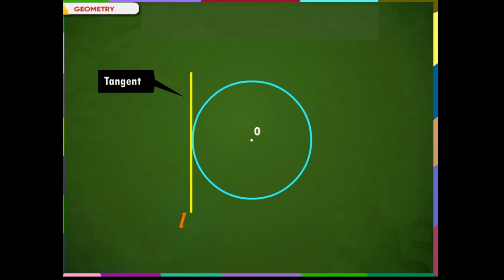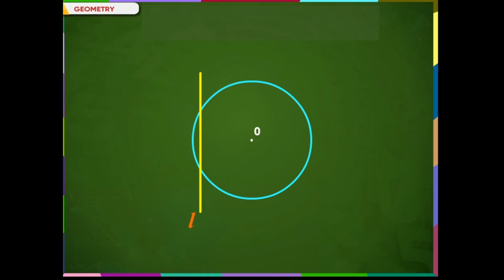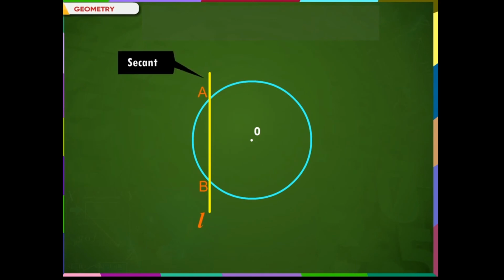Now, let us move the line further toward right and stop here. We see that the line cuts the circle in 2 points. So, this line is called a secant to the circle. The line L is cutting the circle in A and B. A secant is a line that intersects the circle in 2 points.